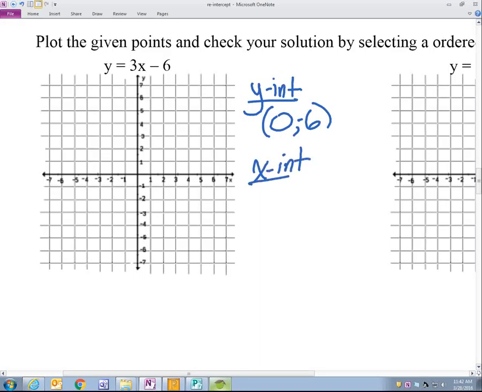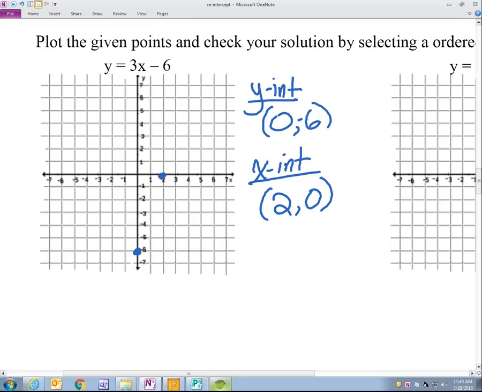The x-intercept for this one, where y was 0, so it'll be something, 0. 2. So I'm going to find the y-intercept and graph those points. 0, negative 6, and 2, 0.